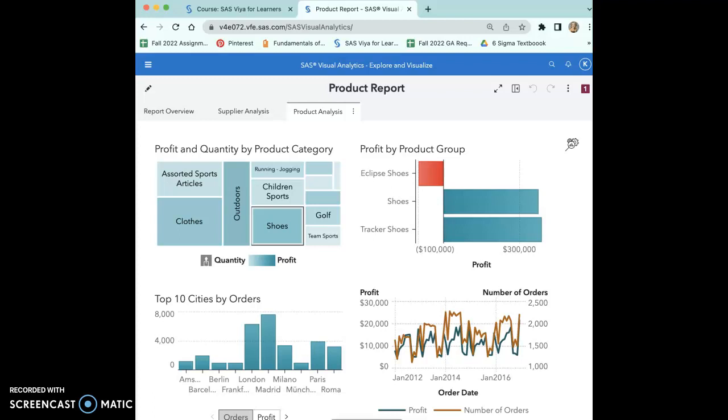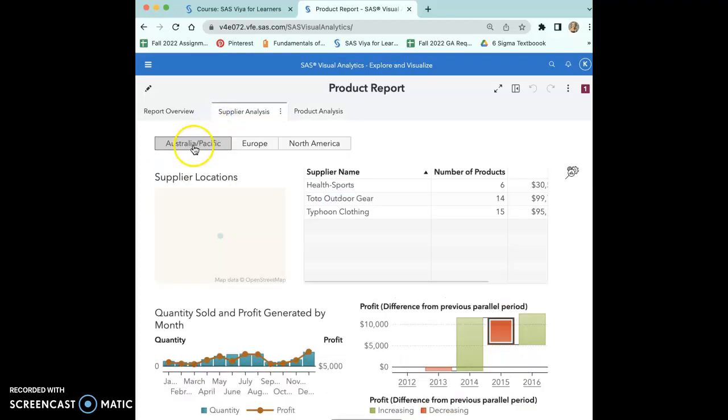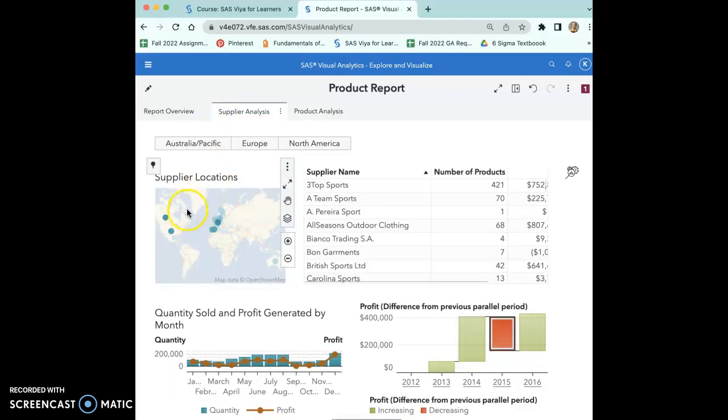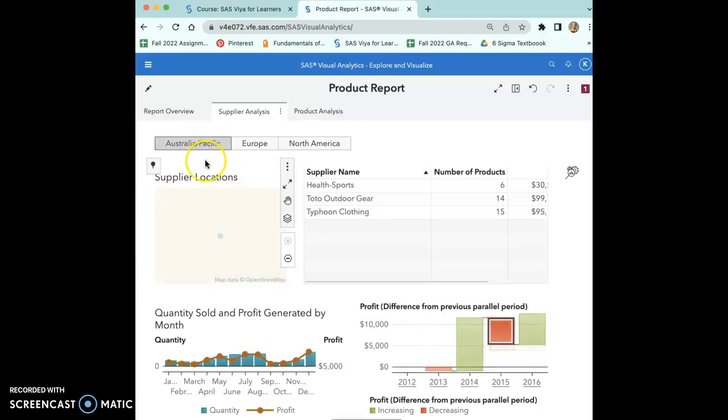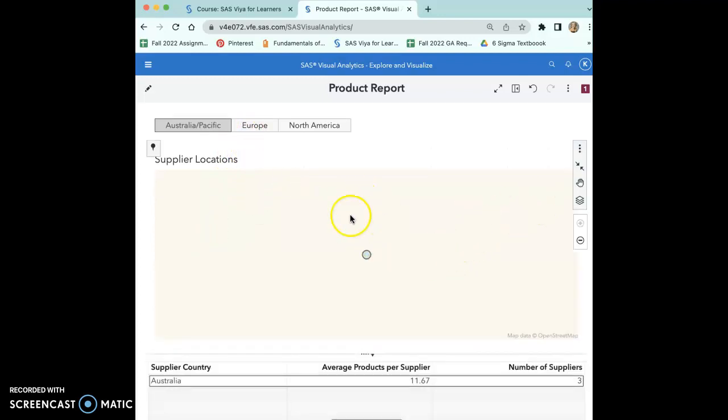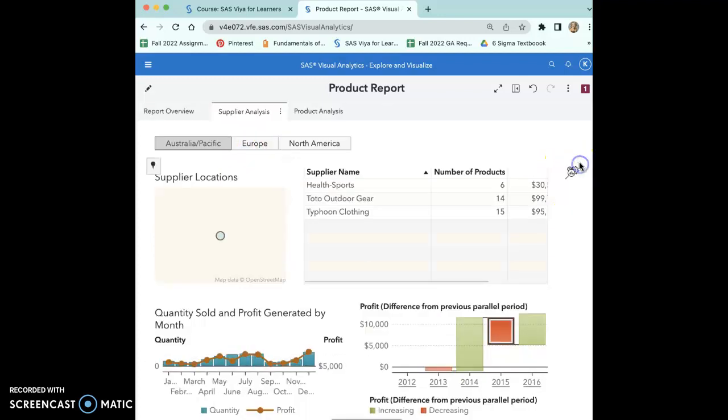So we can look at supplier analysis by Australia and Pacific. Well, unclicking that means that we can see the whole world. And then to zoom in, we can go to Australia/Pacific. So showing these 3 suppliers and this one place. So this is in Australia. And that is the only one. If we want to look closer at it, we can go there or smaller.